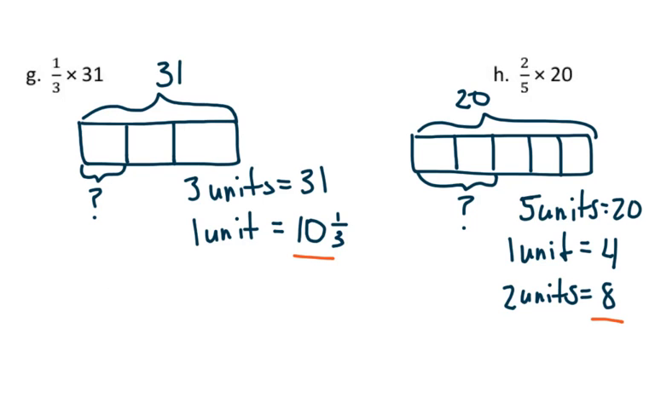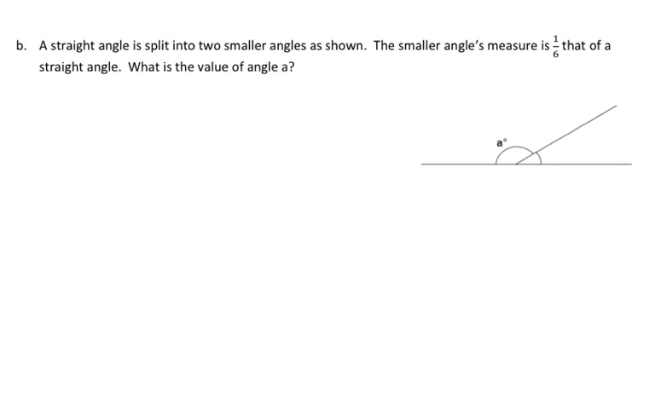Okay. And the next problem we're going to look at is from the homework, and it's number 2, problem B. And it reads, a straight angle is split into 2 smaller angles as shown. The smaller angle's measure is 1/6 that of the straight angle. What is the value of angle A? So there's some things that the students need to know here to start off. They need to know that the measurement of a straight angle is 180 degrees.